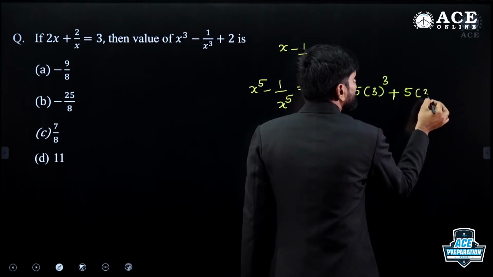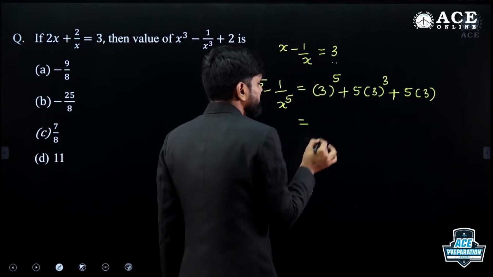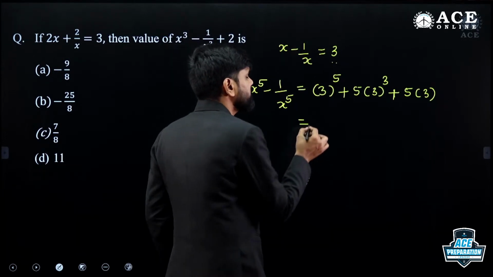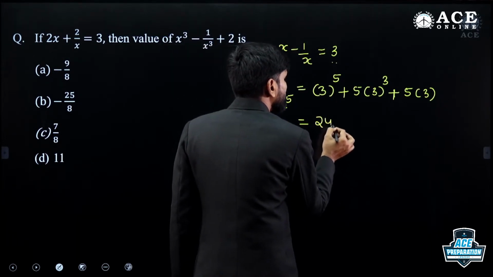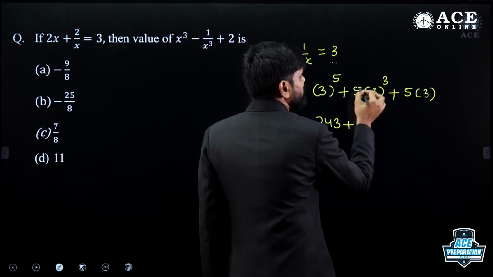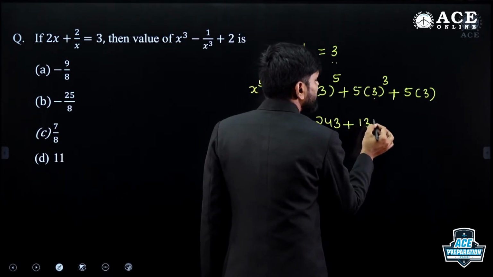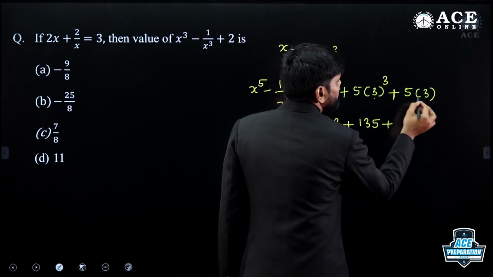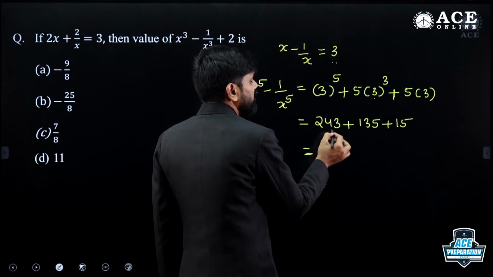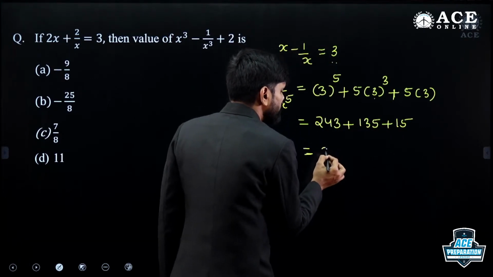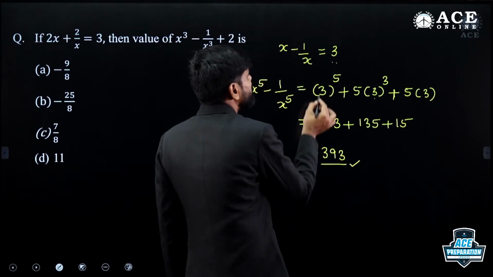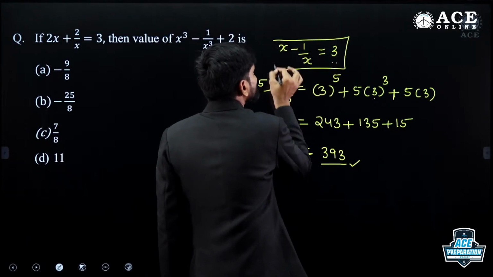So that will give you how much? 5 into p, that is 3. So going ahead with, this will give you how much, dear? 3 power 5, that is 243, plus 5 into 3 cube, which is 27. 27 times 5 is 135, plus 5 times 3 is 15. Will add up to how much? 243 plus 150. That will give you how much? 393.